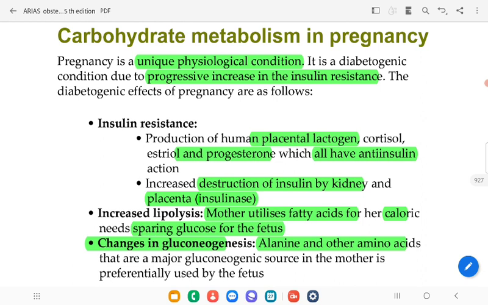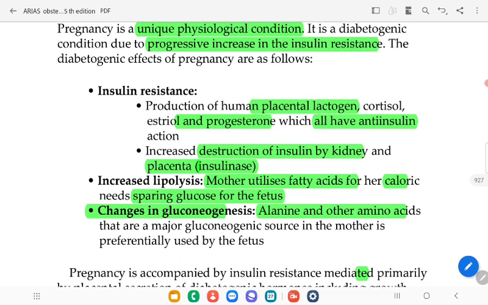The diabetogenic effects in pregnancy: first is insulin resistance, second is increased lipolysis, third is changes in gluconeogenesis. First, in insulin resistance, the production of human placental lactogen, cortisol, estriol, and progesterone, all these anti-insulin hormones, increases mainly in the third trimester, and there is increased destruction of insulin by the kidney and placenta by the enzyme insulinase. Okay. Second thing is increased lipolysis.